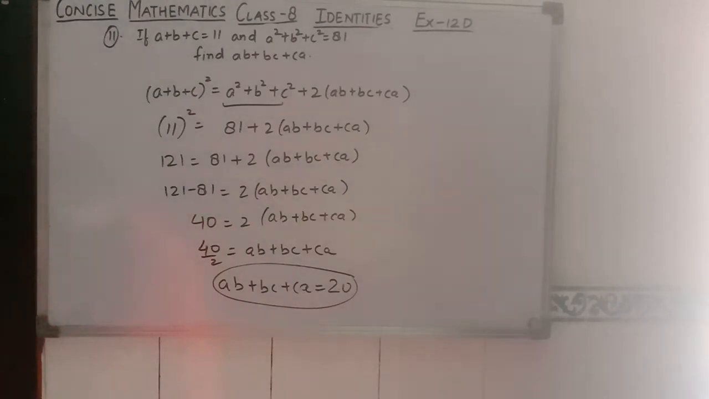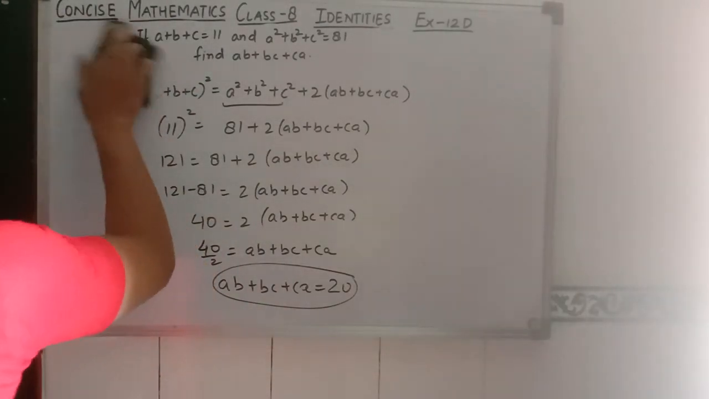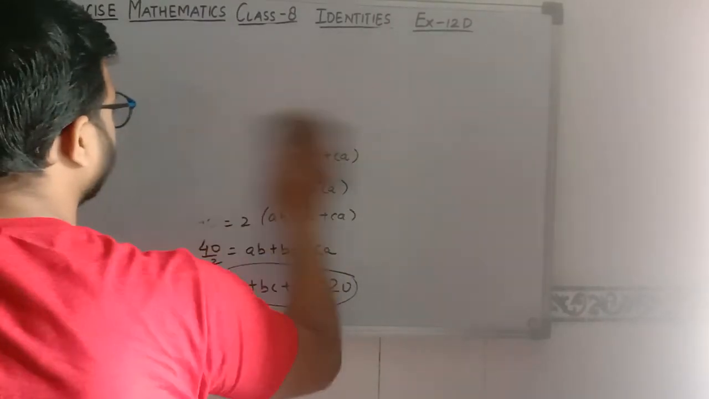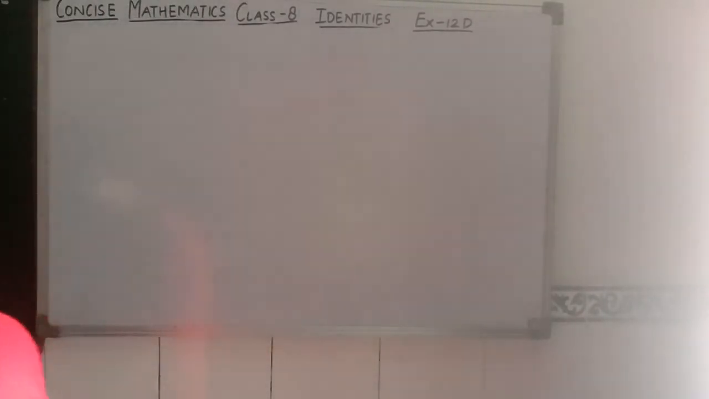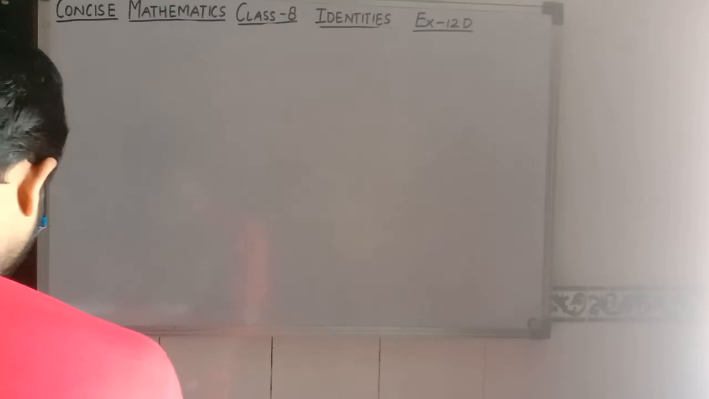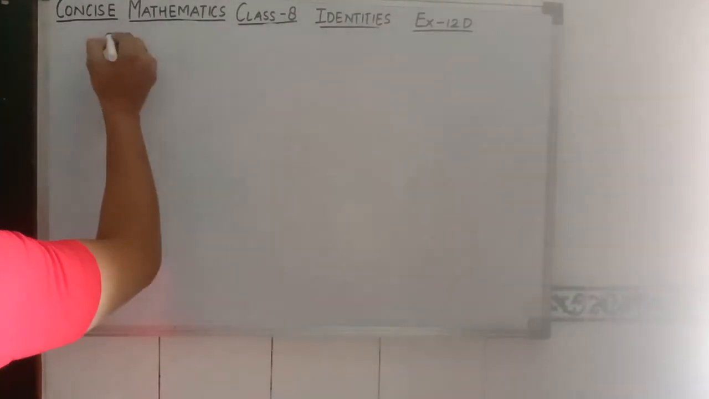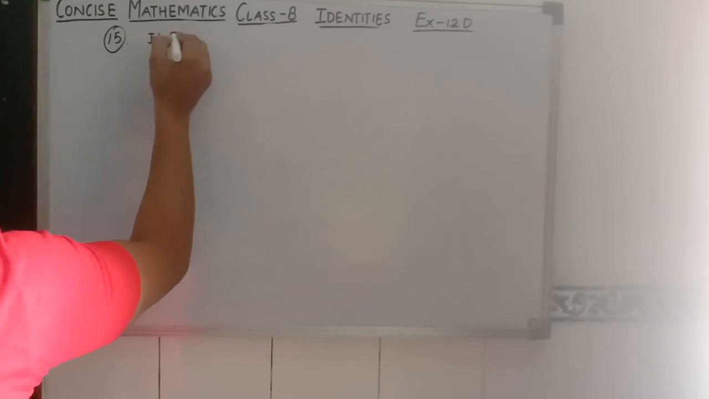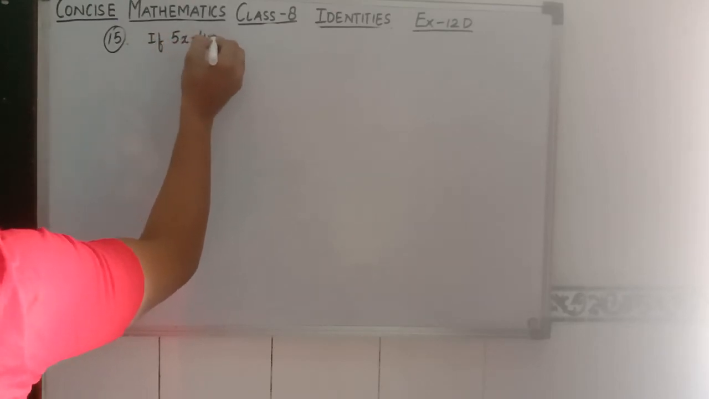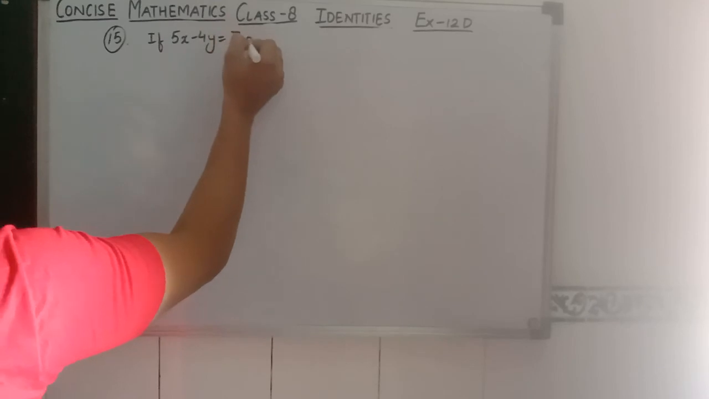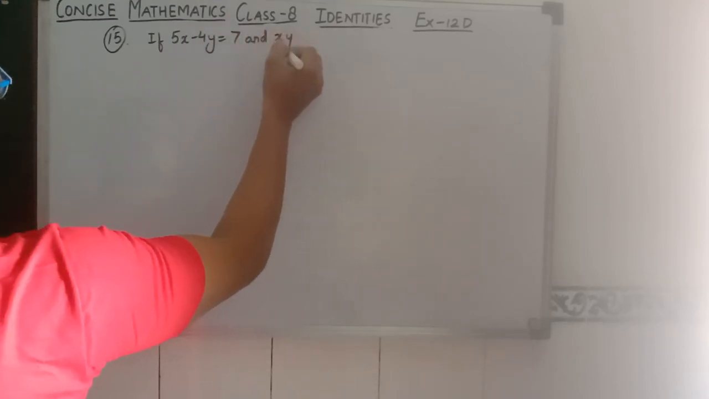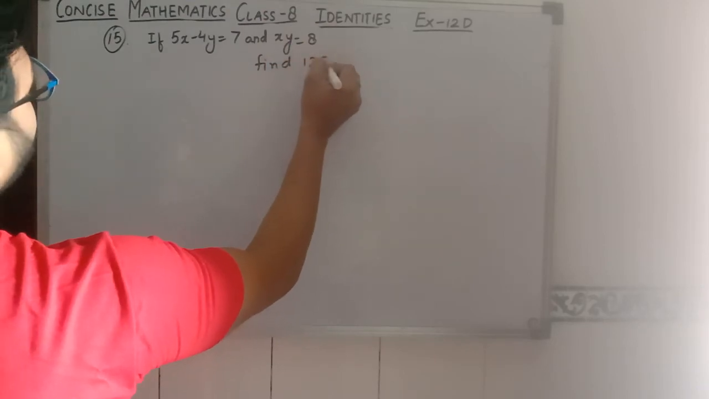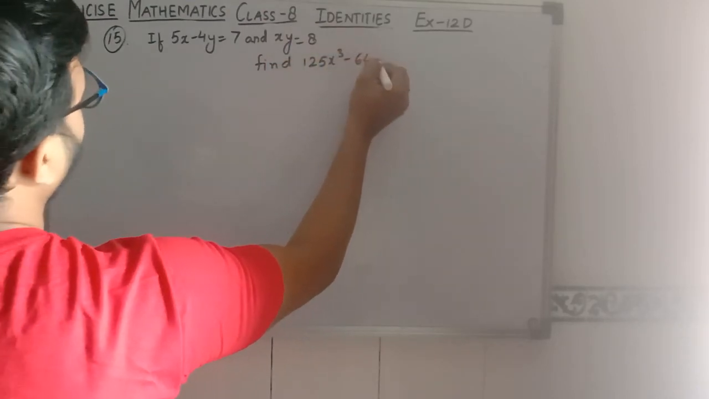Now in the last of the questions, we have to apply the identities of whole cubes and then find the values. So one of the questions from the last three questions, I am going to tell you question number 15. Question number 15 is saying if 5x minus 4y is equal to 7 and xy is equal to 8, find 125x cube minus 64y cube.